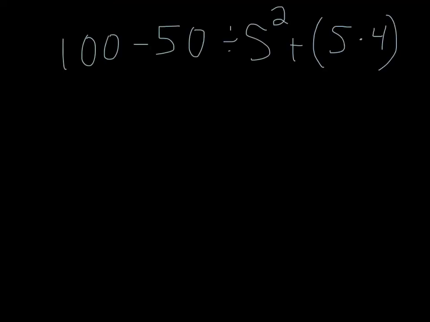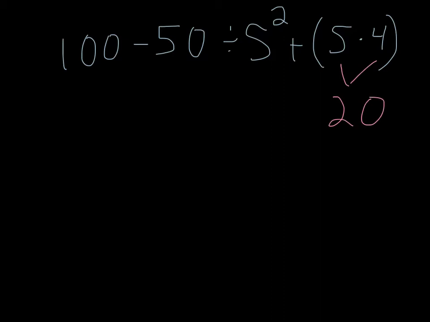So let's try this problem here together. As I'm looking at it, what's the first thing I need to do? So here are my grouping symbols. In this case it is parentheses. So I need to go ahead and do what is inside of those parentheses, which is 5 times 4, which is 20.